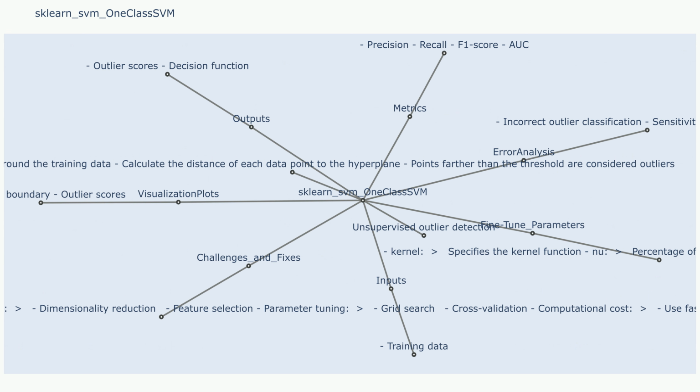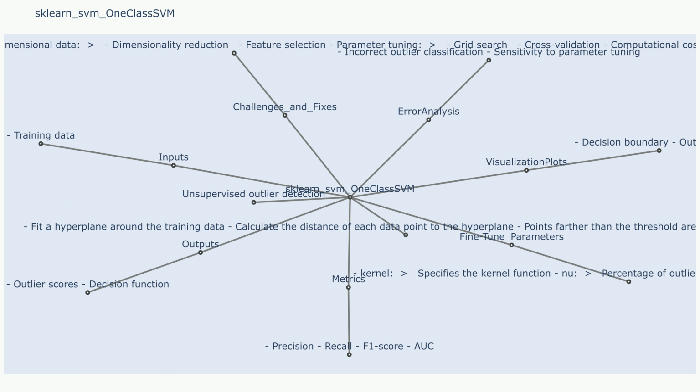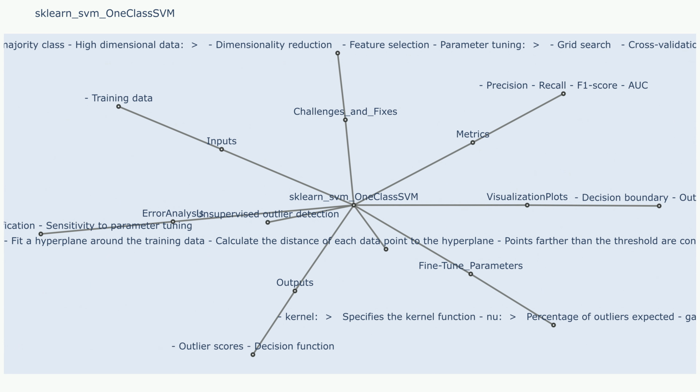Metrics: accuracy: the percentage of correctly classified points, normal and anomalous. Precision: the proportion of correctly identified anomalies out of all points classified as anomalies. Recall: the proportion of correctly identified anomalies out of all actual anomalies. F1 score: the harmonic mean of precision and recall. Visualization plots: decision boundary visualizes the learned boundary in the feature space, separating normal data points from anomalous ones. Scatter plot shows the distribution of data points in the feature space, with anomalies highlighted.